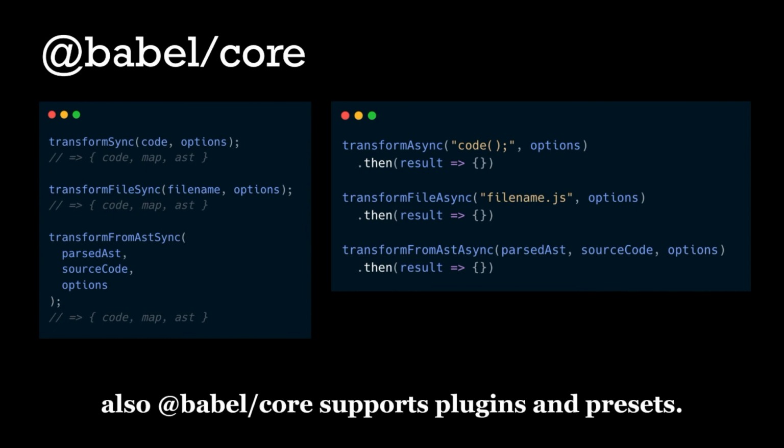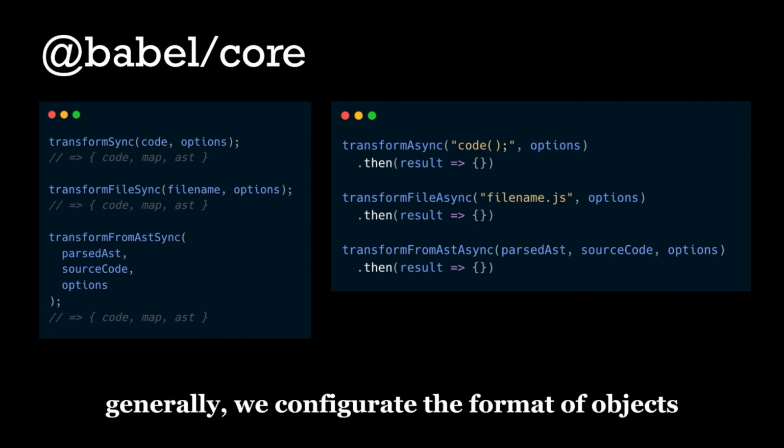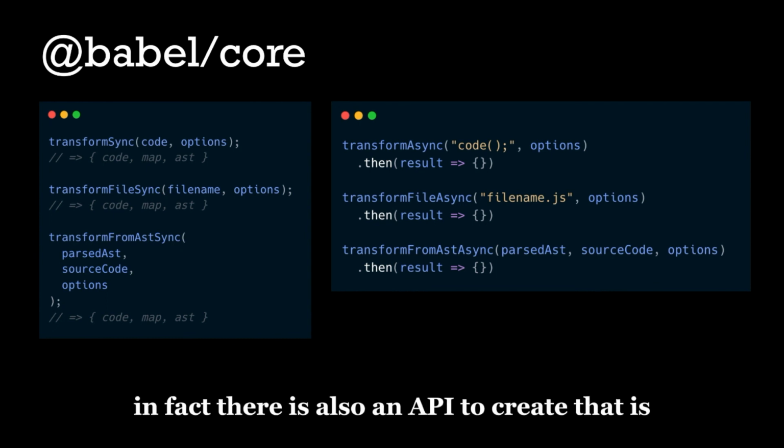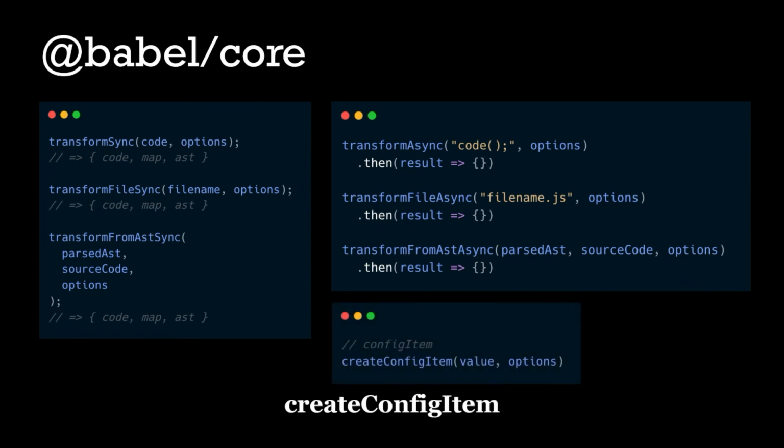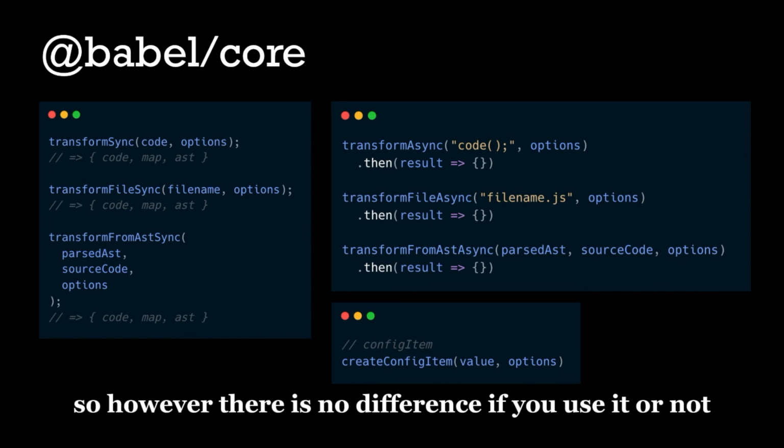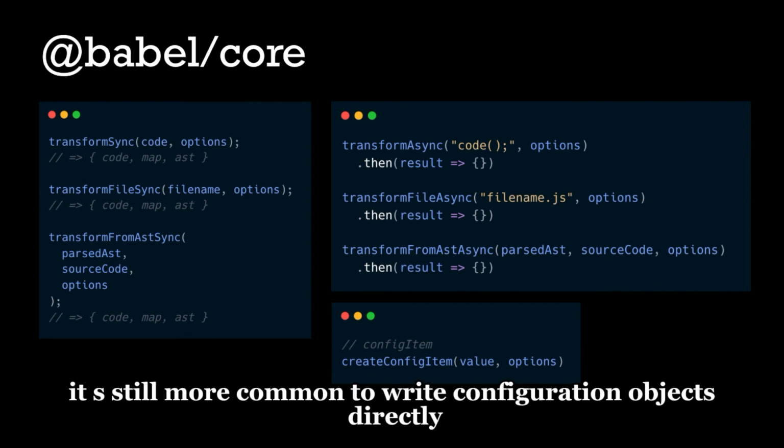Also, Babel core supports plugin and presets. Generally, we configure the format of objects. In fact, there is also an API to create, that is, create config item. However, there is no difference if you use it or not. It's still more common to write configuration objects directly.